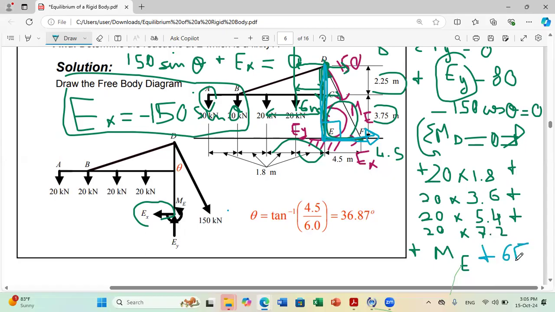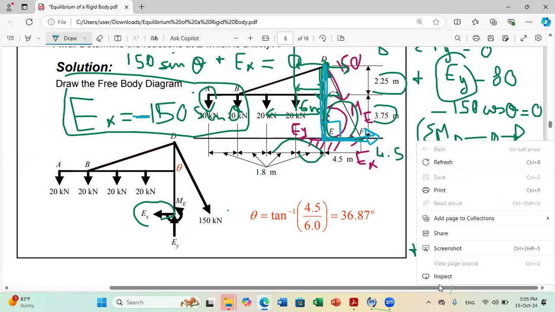But now when I replace EX by its value, I replace EX by my negative value because I got a negative result, okay? So when you replace EX by a negative value, then you deduce that the moment it is producing about D is clockwise, okay? So now I solve for my moment about E. The only unknown is my moment about E. I solve for ME, okay? Any question on this?